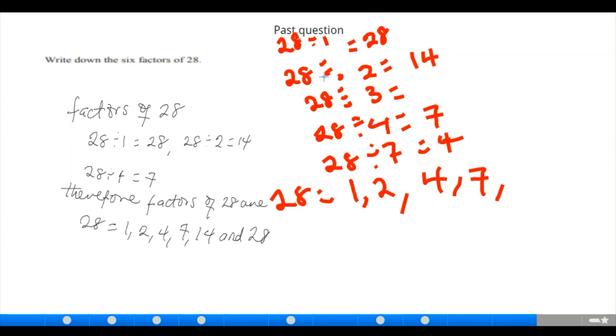So look at this. 28 divided by 2 will give us 14. So definitely 28 divided by 14 will give us 2. So 14 is also a factor, and also 28 is a factor because 28 divided by 1 will give us 28. So those are the factors of 28 that have been highlighted.